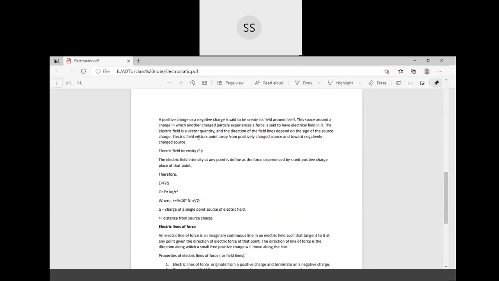Okay, the electric field is a vector quantity, and the direction of the electric field lines depends on the sign of the source charge. Electric field vectors point away from a positively charged source and toward a negatively charged source. So this is the direction of the electric field. Next is electric field intensity.